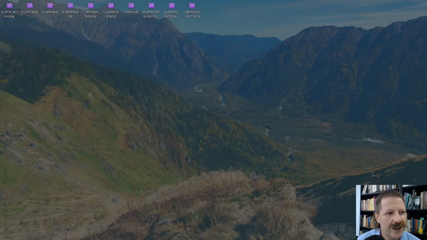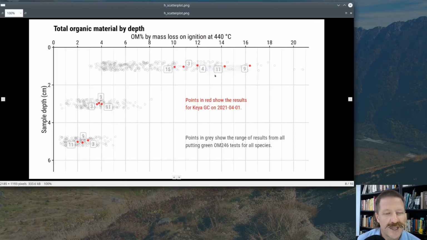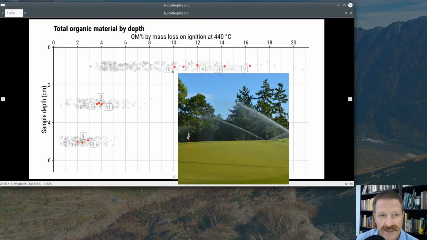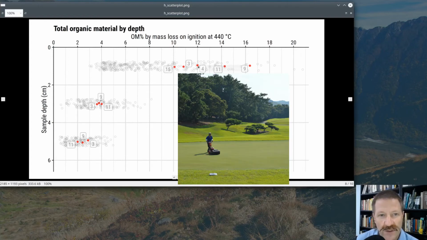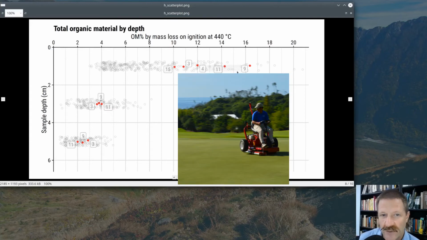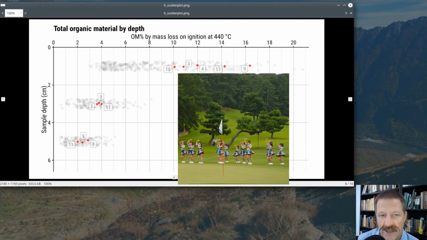If we look at this scatter plot in English, this is also for Kea Golf Club for the most recent samples. Now it's showing 3 different depths. So here is the 0 to 2 centimeter depth. The red points, these are the most recent values. This is the 15th green, the 3rd green, the 4th green, the 11th green, and the 9th green at Kea Golf Club.